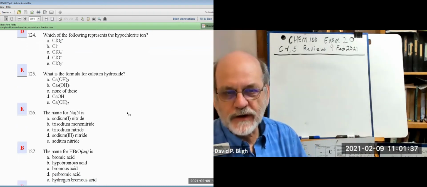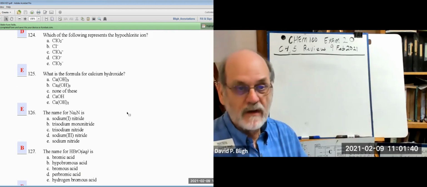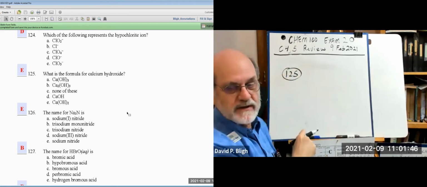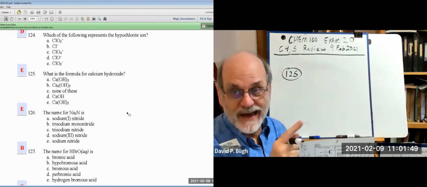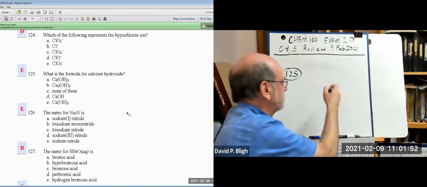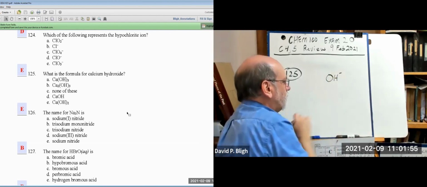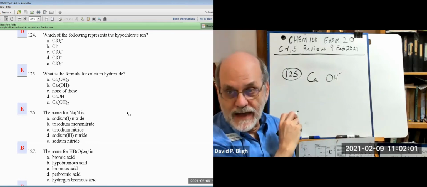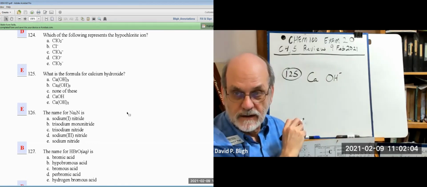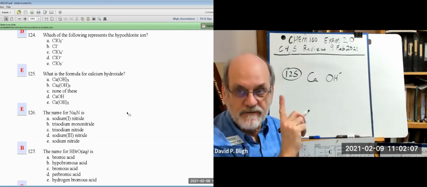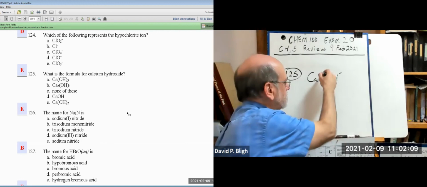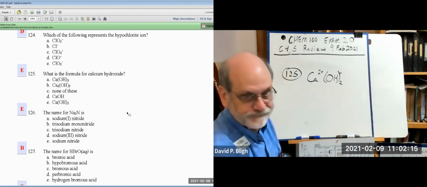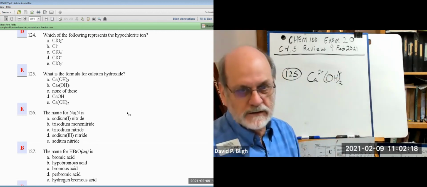125. What's the formula for calcium hydroxide? All right. This goes back to type 1, type 2, type 3. You got a metal and a polyatomic hydroxide. Where does it come from? It's an alkaline earth metal, which means it's a 2+ charge and it's fixed. Type 1 compound. That means you need two of these. Okay? So that makes E the answer.